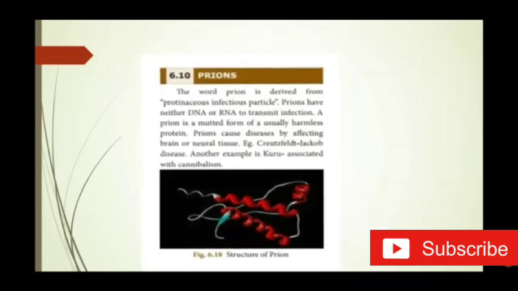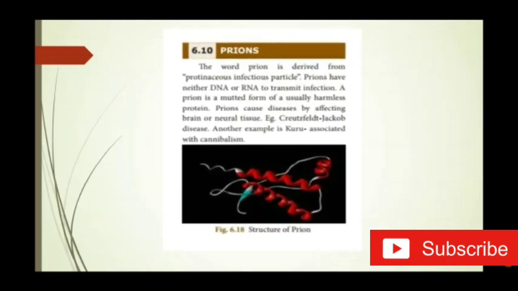And next we learn about prions. That is, the proteinaceous infectious particle is known as prions and it is a mutated form of harmless protein and it causes disease by affecting the brain or neural tissues of human beings and it is an infectious agent.